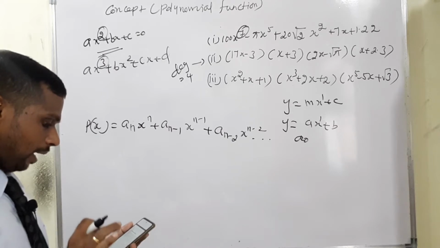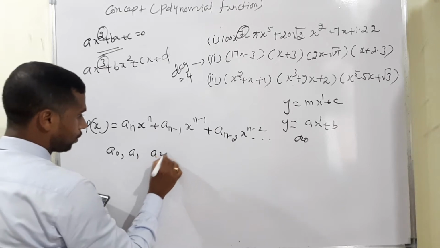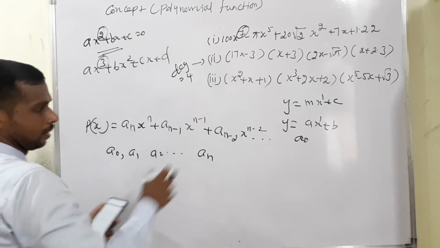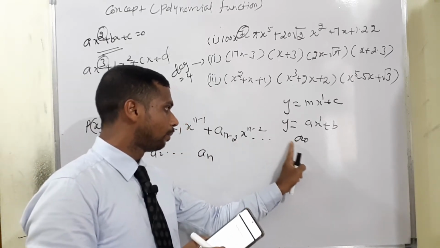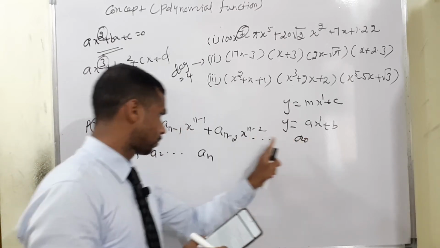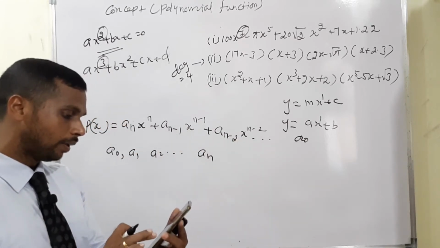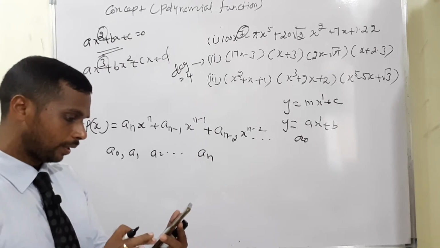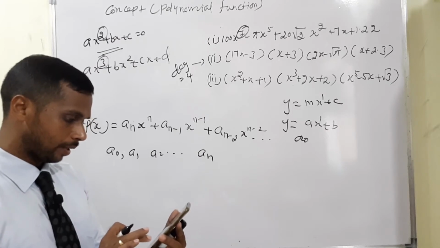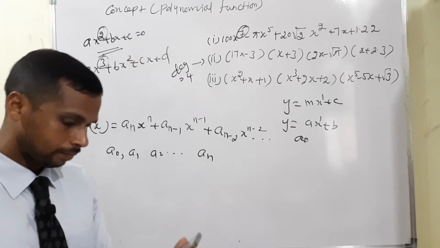What are the terms given? a naught, a1, a2, dot dot dot, up to an. If you take the reverse order, the terms will be a n, and so on, and a0 will come, isn't it? That's why a naught, a1, a2, dot dot dot, up to an. The terms will be a0, a1 also is mentioned there, isn't it? This is the polynomial function.